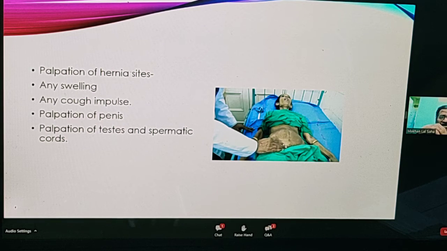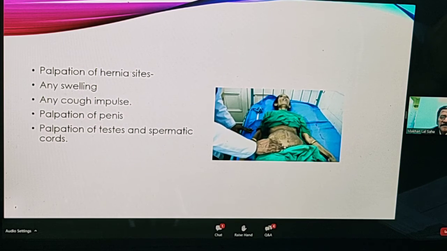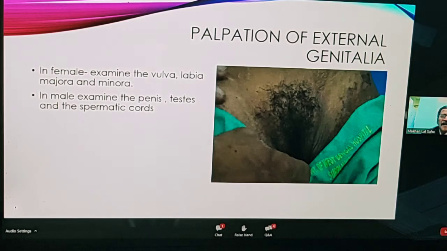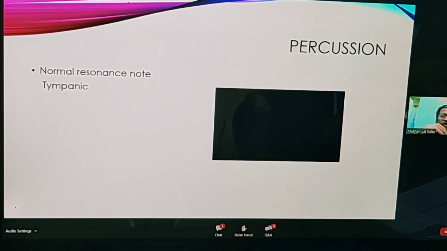Then apart from this, one should palpate the hernial sites. On inspection, you said there is no swelling in the hernial sites. On palpation also, you keep your finger and ask the patient to cough and try to appreciate whether there is any palpable expansile impulse on cough in the groin area. Apart from this, one should examine the external genitalia, palpate the penis and palpate the testicle and spermatic cord in males, and just inspect the area of the vulva. External genitalia.